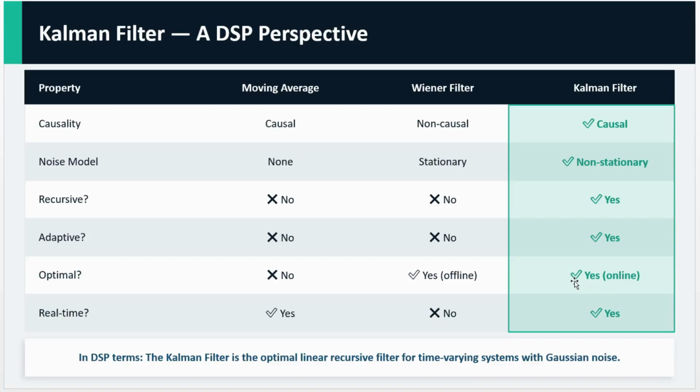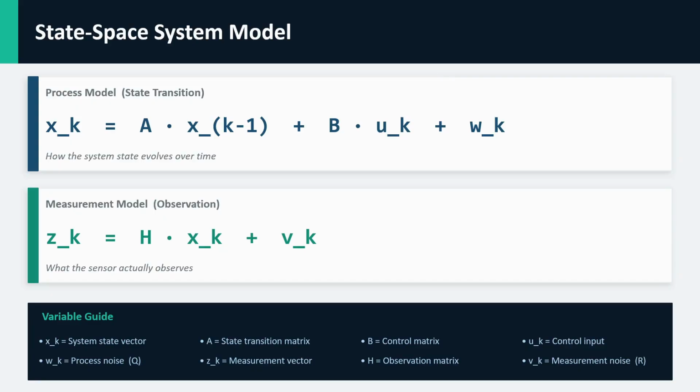For an example, you can use the same Kalman filter. Suppose you're tracking a car using GPS. Every second, a new position arrives. The Kalman filter updates instantly. This is online processing. So next we have to talk about the state space system model.